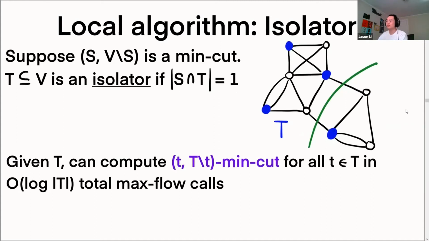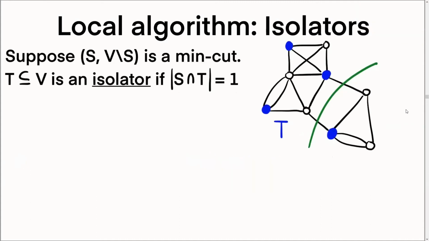Wait, so is T the blue vertices? Oh yeah, T is the blue vertices. I thought it was the subset on the opposite side of the green line, but that's not what it is. So the green line is the min cut of the graph.